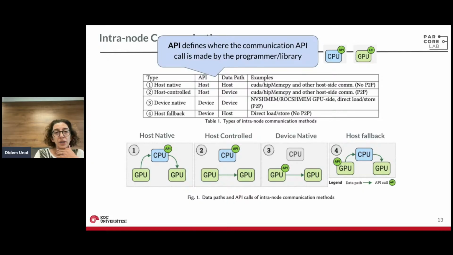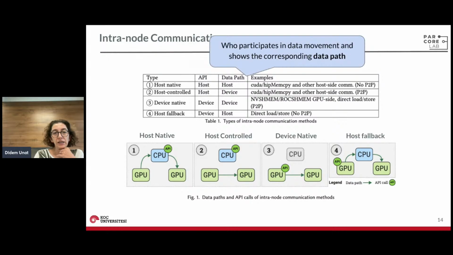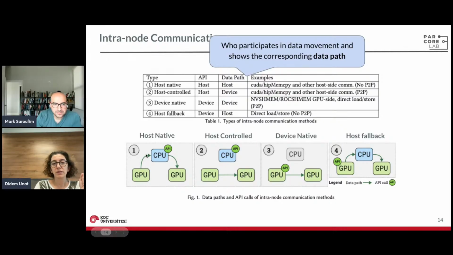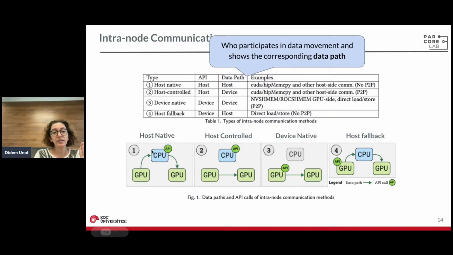Okay, and then the data path refers to who participates in data movement, and it shows the corresponding data path. So the green lines here, I don't know if you can see my mouse. Can you see my mouse or no? I can see your mouse, yes. Yeah, okay. This shows the data path, and for the API calls, we show these green circles.